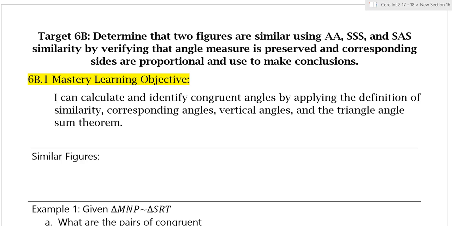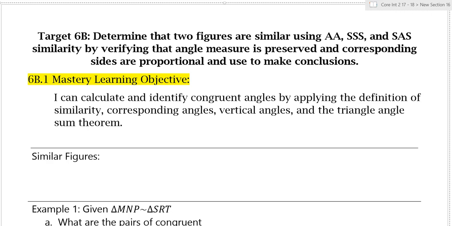Looking at target 6B now. Determine that two figures are similar using AA, SSS, and SAS similarity by verifying that angle measure is preserved and corresponding sides are proportional and used to make conclusions. This is kind of a longer target. We'll figure out what all those stand for in a little bit.